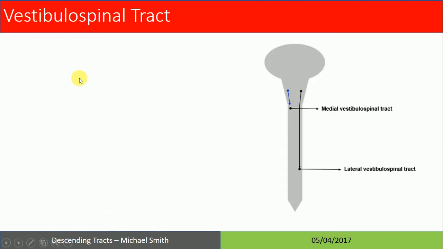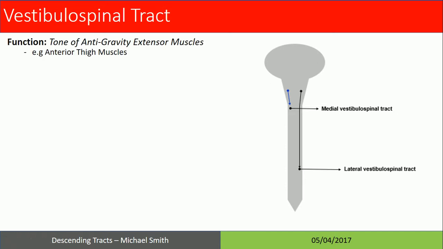The vestibulospinal tract can be split into two parts, the medial and lateral vestibulospinal tract. It has the function of providing tone to your anti-gravity extensor muscles. So this allows you to essentially act against gravity and can allow you to provide extensor thrust when you are beginning to fall down.